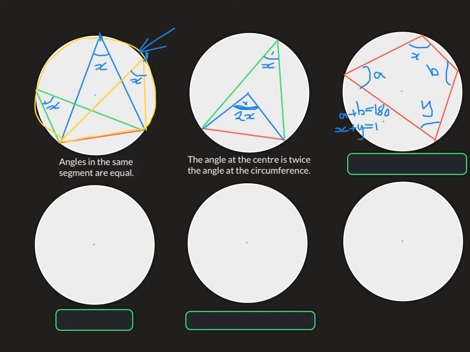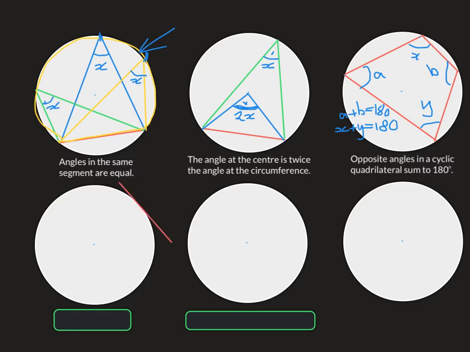So if you've got this cyclic quadrilateral, so all those points hit the circumference, then the opposite angles add up to 180. So you would need to state opposite angles in a cyclic quadrilateral sum to 180. You need to get those keywords in there for all of these. You need those keywords. If you miss out opposite, you miss out cyclic, you miss out quadrilateral, you're not going to get the reasoning mark.